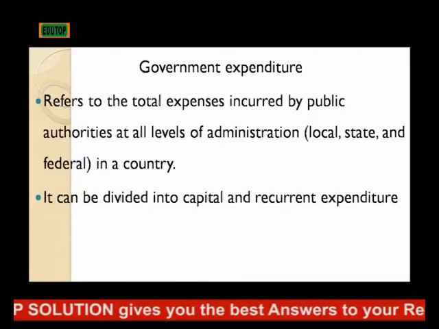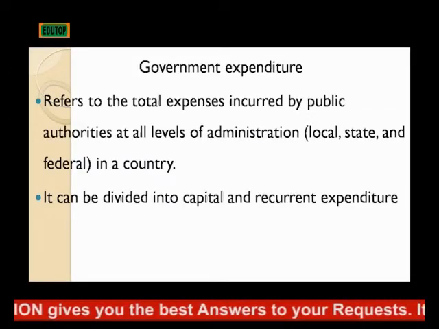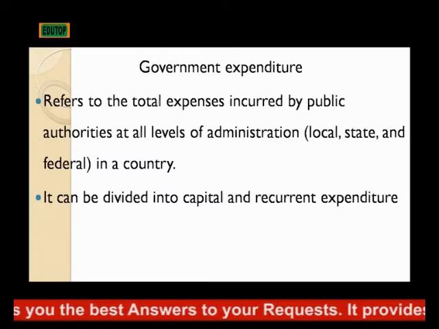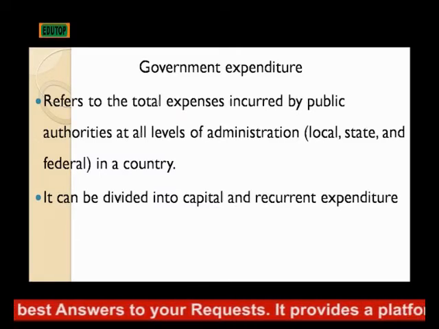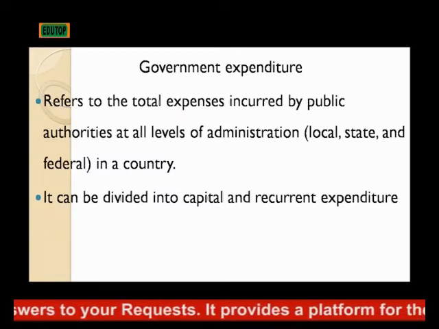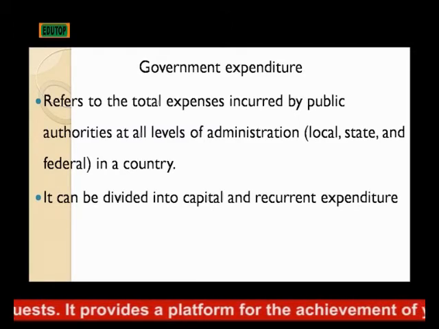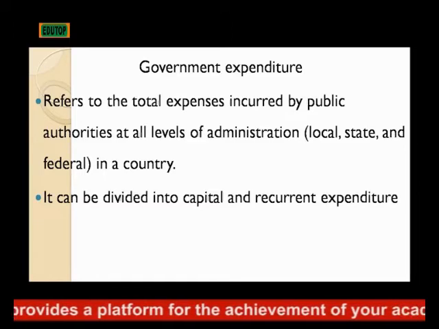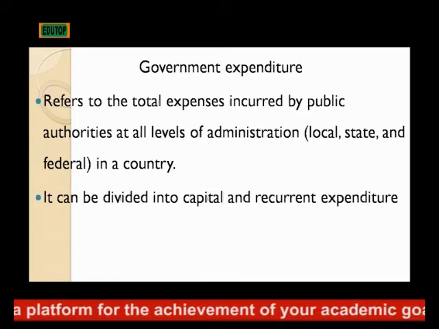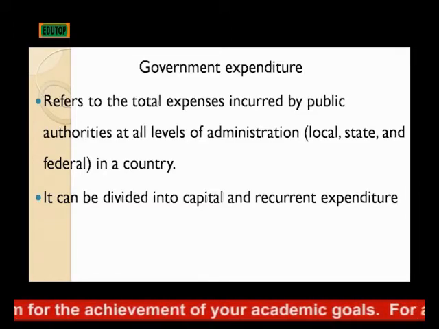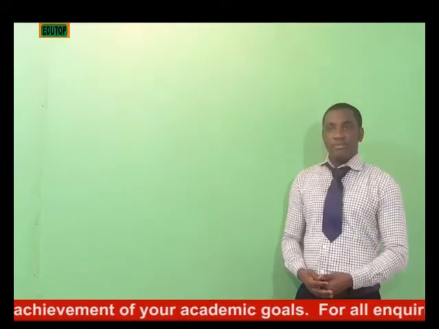Also, we have government expenditure. When we talk of government expenditure, we are referring to the total expenses incurred by the government, by the public authorities at all levels, both local, state, and federal administration in a country. And government expenditure can also be divided into two. We have capital expenditure and we have recurrent expenditure.